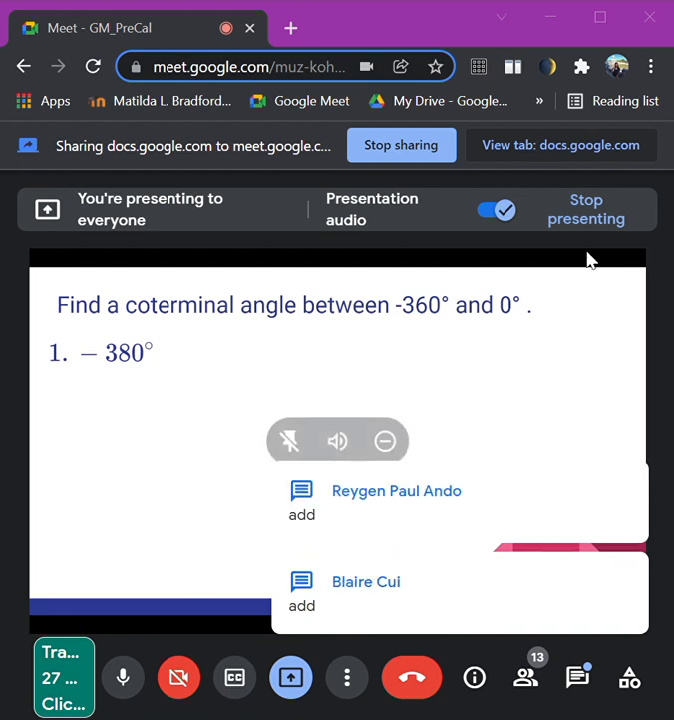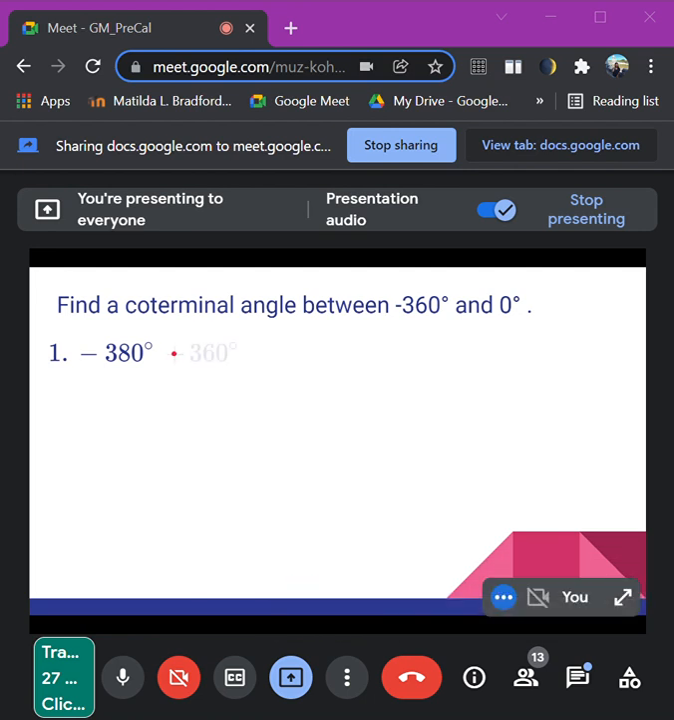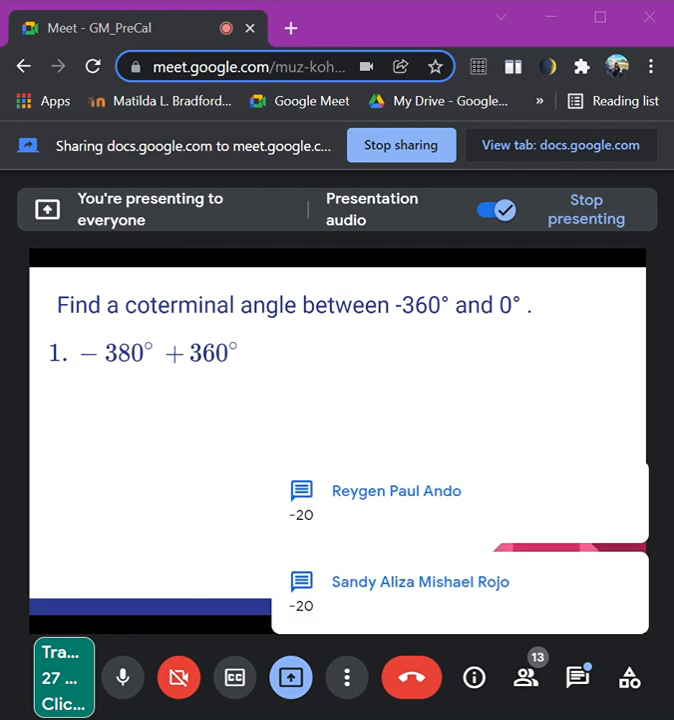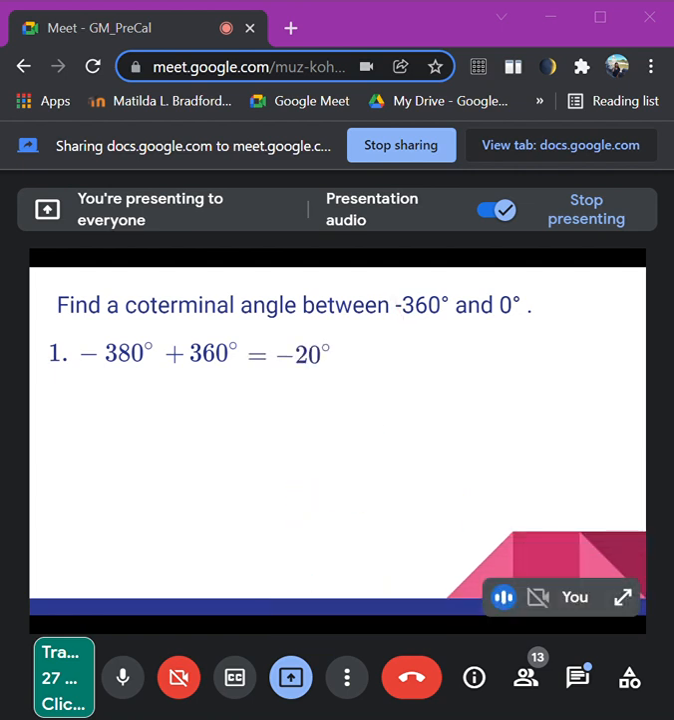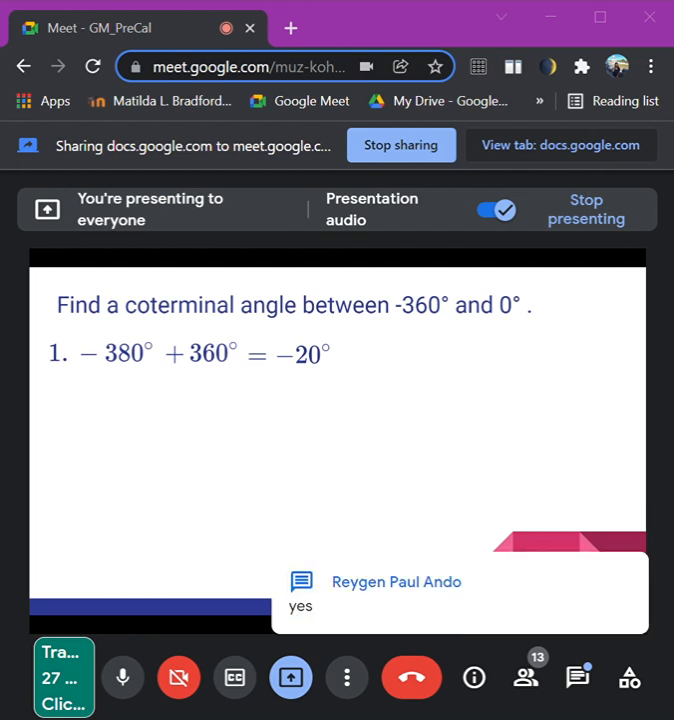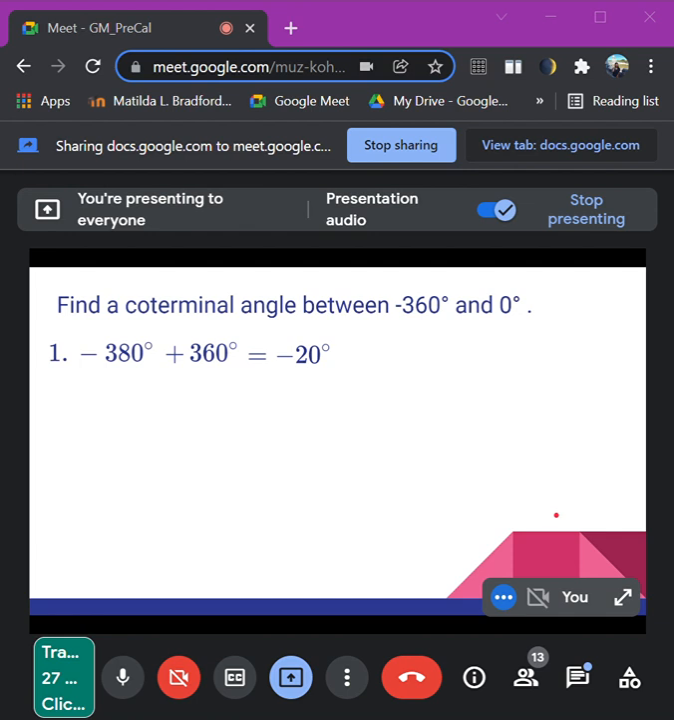Okay, add. So if we add 360 to negative 380, what is the result? Okay, that is negative 20. For negative 20, is that our final answer? Okay, yes. Since it is within the range of your given. Now, let's go to the next one. 435.